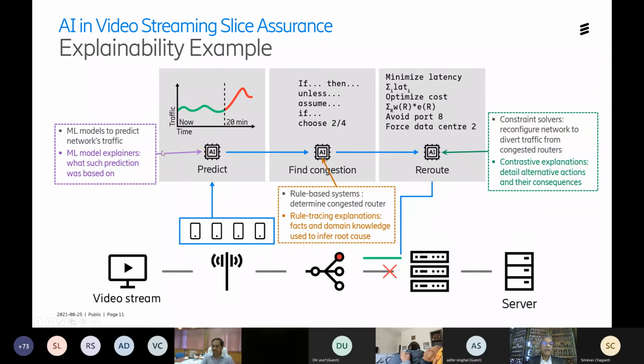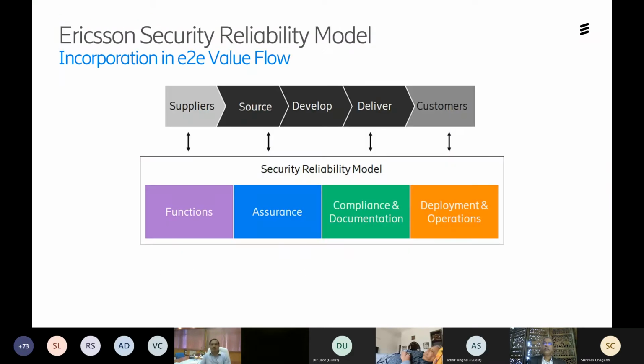One is an ML model explainer, one is a rule tracing explainer, a third one is a contrastive explainer. So these are different technical approaches that one could use to offer details to the human operator or the user of this solution. So with that, I will take a step back now and give you an overview of what we have.